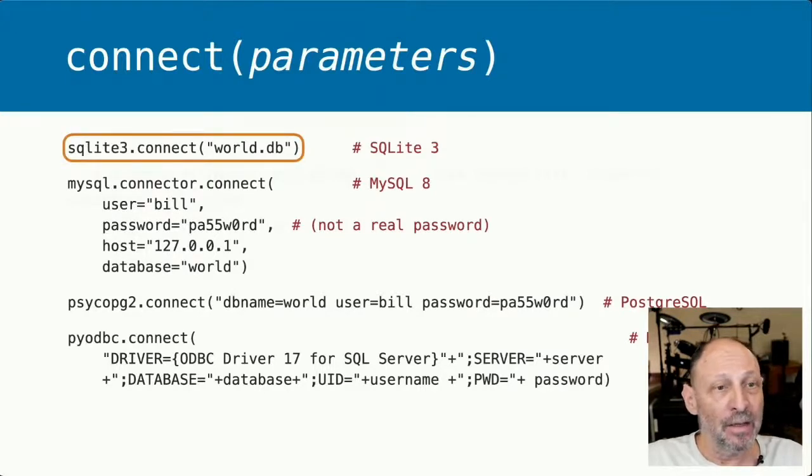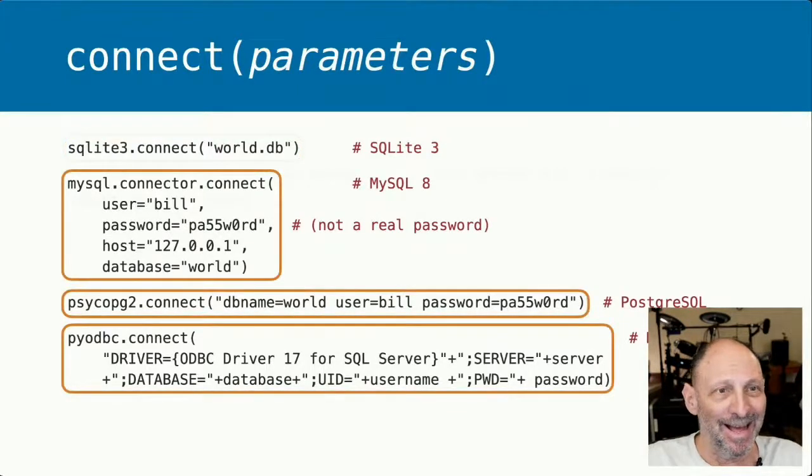SQLite requires only a file name, as the database is entirely contained in one file. Client-server databases require more connection information, and usually some security credentials.